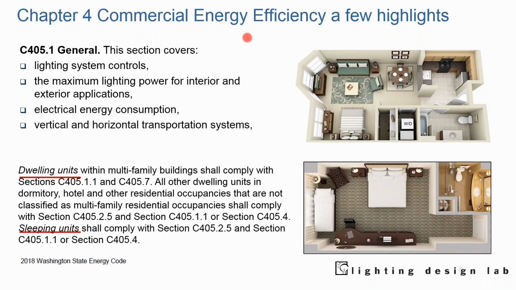And then commercial energy efficiency, some highlights. We're just going to go over some of these things. This section covers lighting systems controls. It starts with controls, maximum power densities, electrical energy consumption, and vertical and horizontal transportation systems. It gets right into dwelling units. It talks about what is a dwelling unit and what is a sleeping unit, how they're differentiated, and which of these different code sections apply to which.